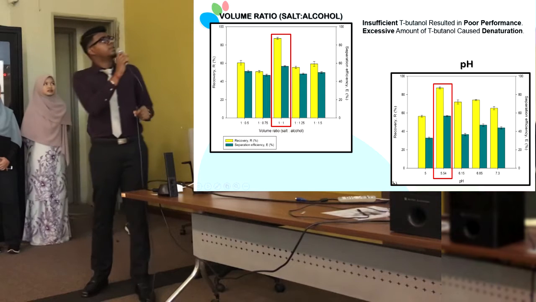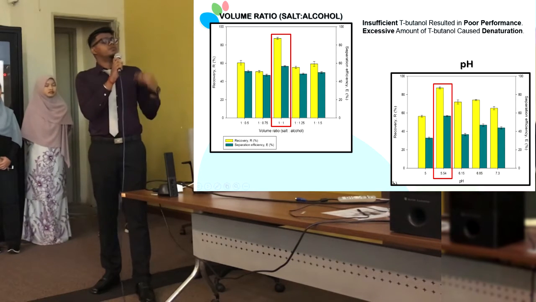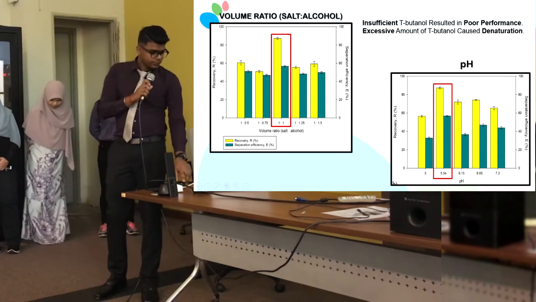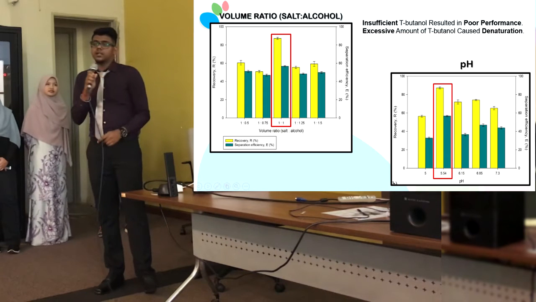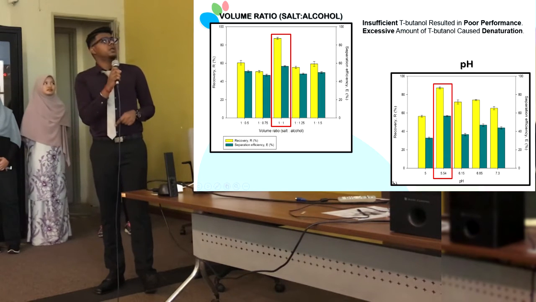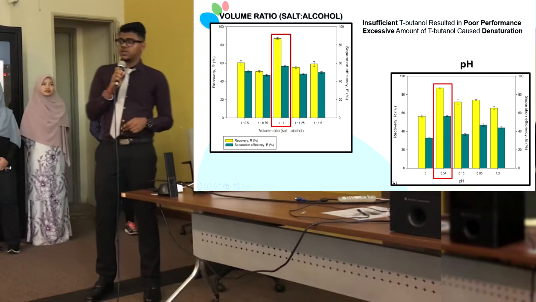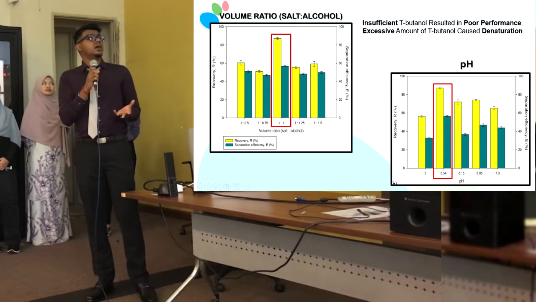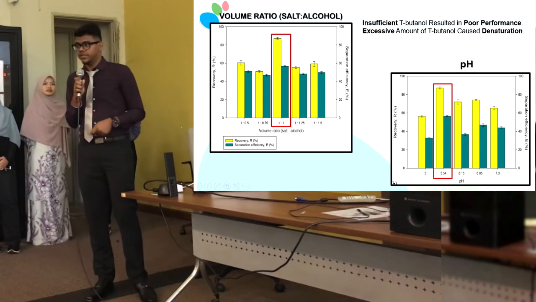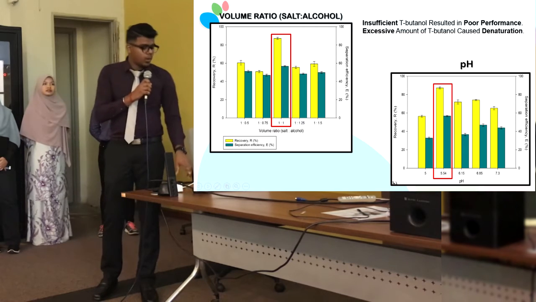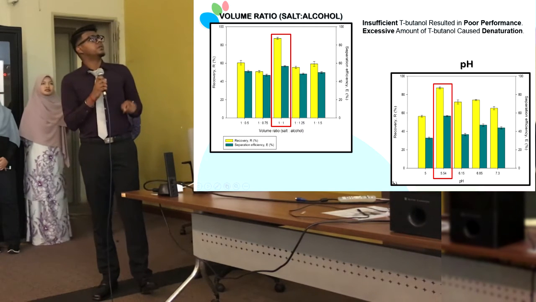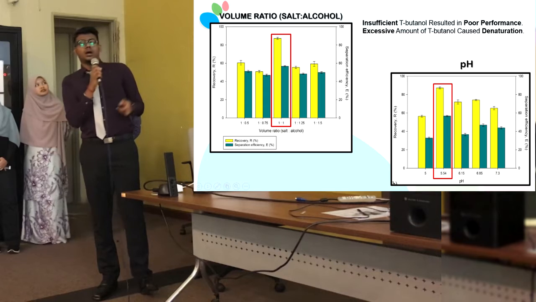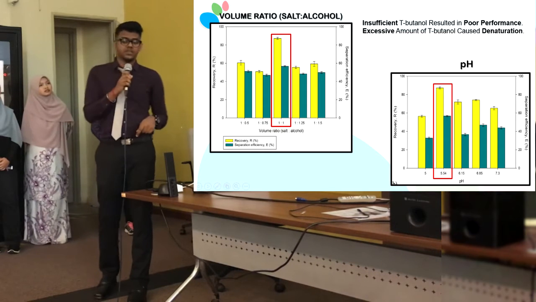And followed by that, the volume ratio of salt to alcohol. We found out that insufficient t-butanol resulted in poor performance. However, when we increase the amount of t-butanol, the protein becomes denatured. So we found out that a 1:1 ratio was the best and most suitable, as it also gives the best recovery and separation efficiency.